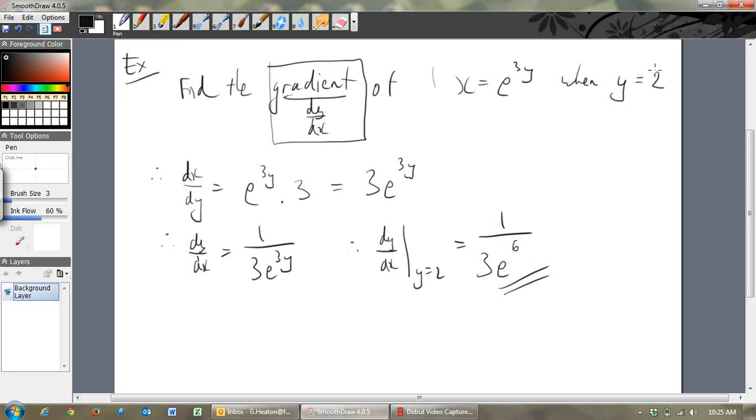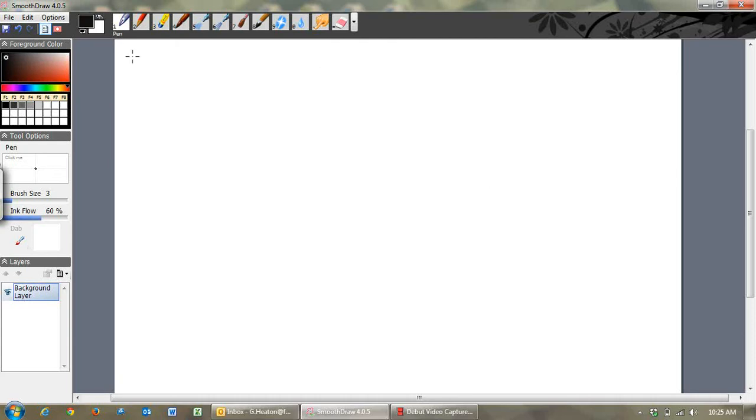What about if it asks for something when x is equal to something? Let's have a look at that one. Find the gradient, I'm just going to write dy by dx, save myself a bit of time, of a curve, x equals cos 2y, when x is equal to 0. Okay, so let's have a look at that.